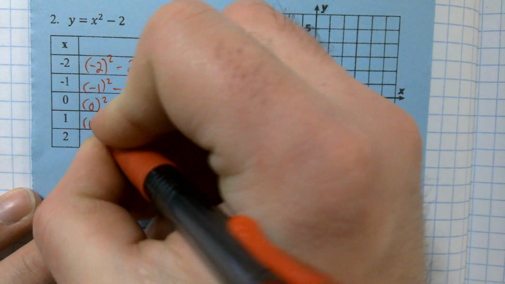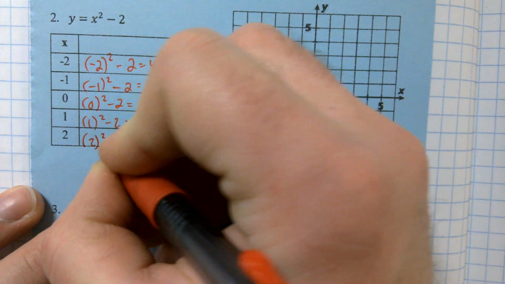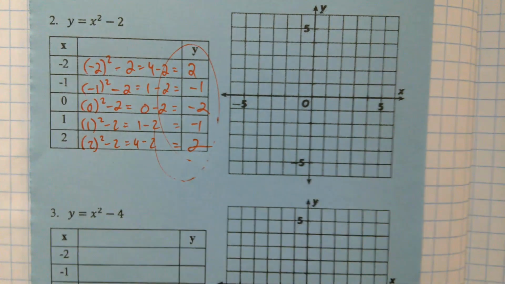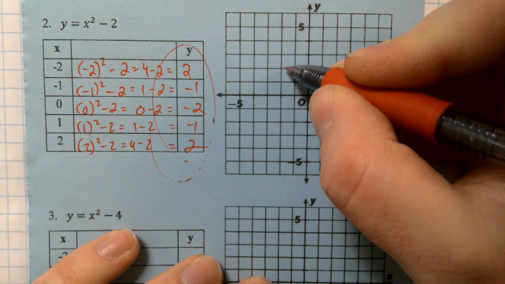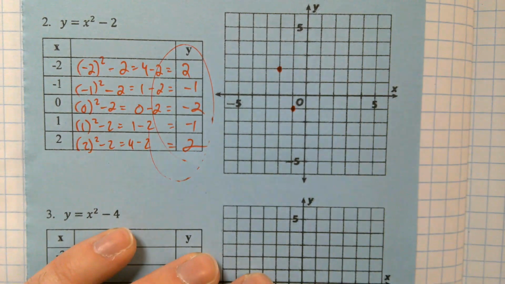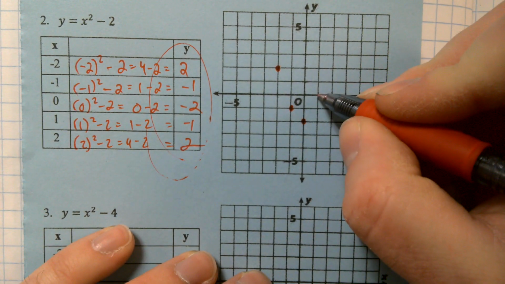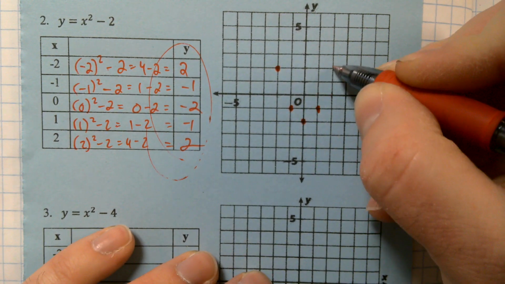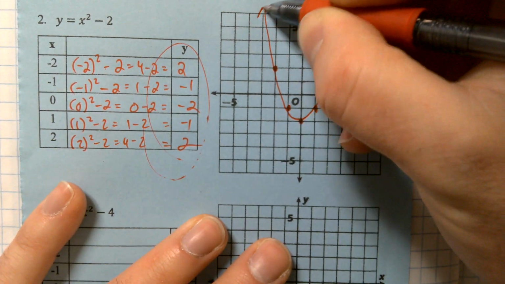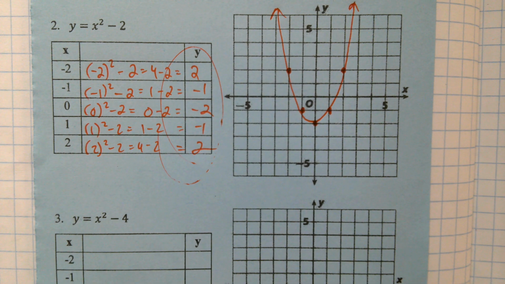If I plug in 1, I get negative 1 again. If I plug in 2, I get positive 2 again. Right? Again, that's a symmetrical pattern. Negative 2, positive 2 is right there. Negative 1 is right there. 0, negative 2. 1, negative 1. And 2, positive 2. And there's my second parabola on number 2.